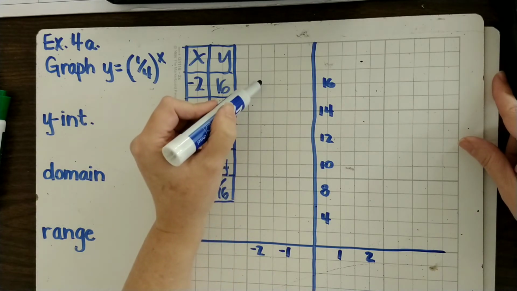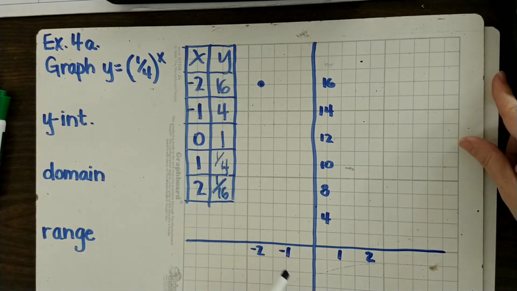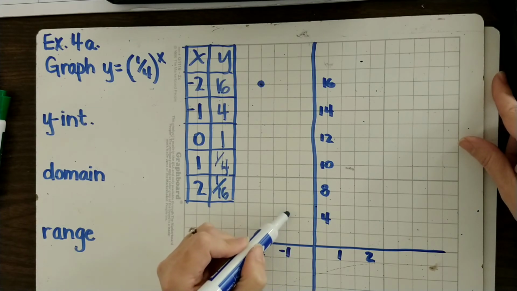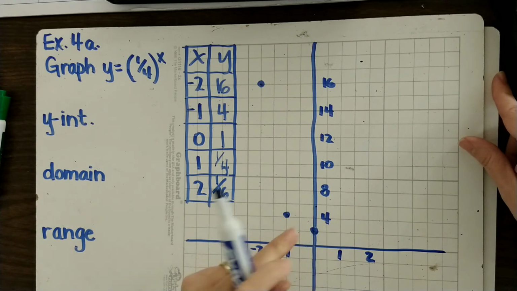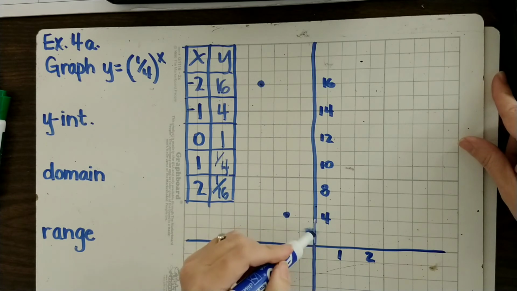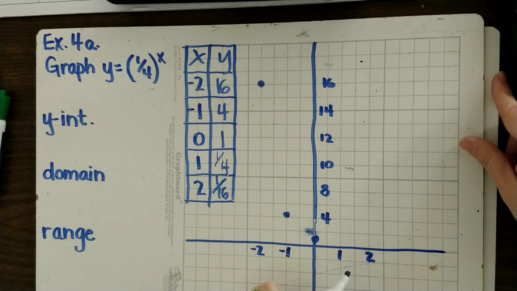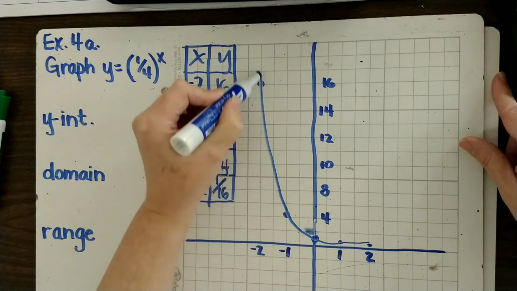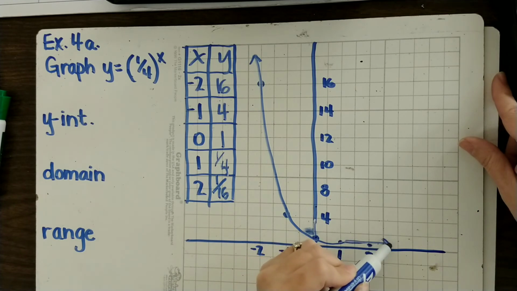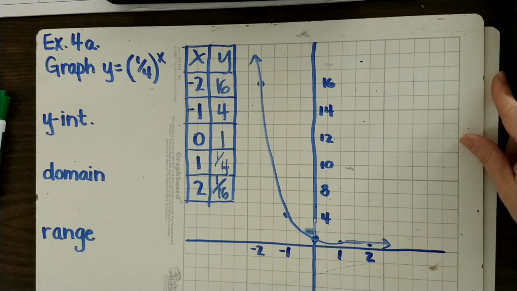-2 is at 16. -1 is graphed at 4. 0 is graphed at 1. 1 is graphed at 1/4. 2 is even closer to our x-axis. Connect your points. And here we have an example of exponential decay.